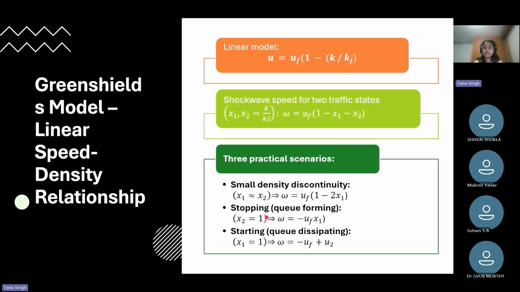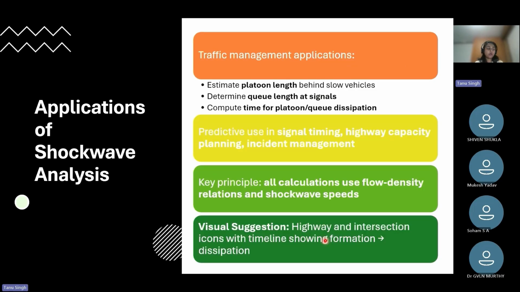And if there is a small density discontinuity, meaning X1 equals X2, then omega will be UF times (1 minus 2X1). For the stopping condition, X2 equals 1, meaning K equals Kj, and in that case omega equals minus UF times X1. And if there is a starting queue dissipation, meaning X1 equals 1, then it will be equal to minus UF plus U2.